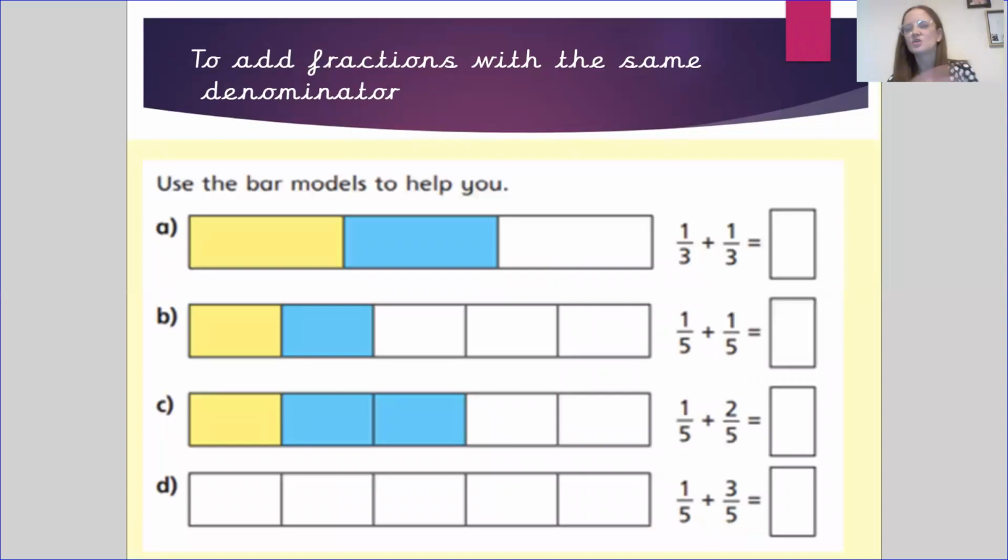Question 2 says to use a bar model to help you. And like I mentioned earlier, this may be a little bit easier to draw. So use the bar model to help you to answer the questions. 1/3 plus 1/3, 1/5 plus 1/5, 1/5 plus 2/5, 1/5 plus 3/5.